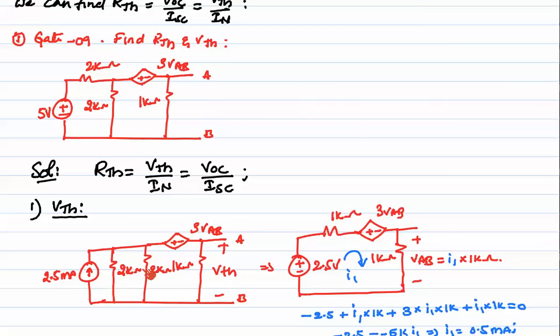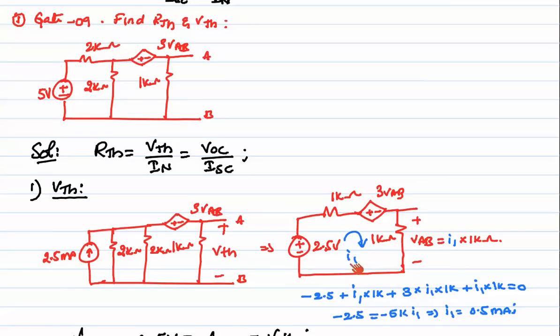Next, the 2 kilo ohms and 2 kilo ohms in parallel are equivalent to 1 kilo ohm, and I have converted 2.5 milliamps in parallel with 1 kilo ohm like this. That is a voltage source in series with the resistance, and here we have 3 VAB and plus or minus VAB. If I assume that the mesh current is I1, then I1 into 1 kilo ohm is nothing but VAB here. So by applying KVL in this loop, minus 2.5 plus 1 kilo ohm into I1 plus 3 VAB.